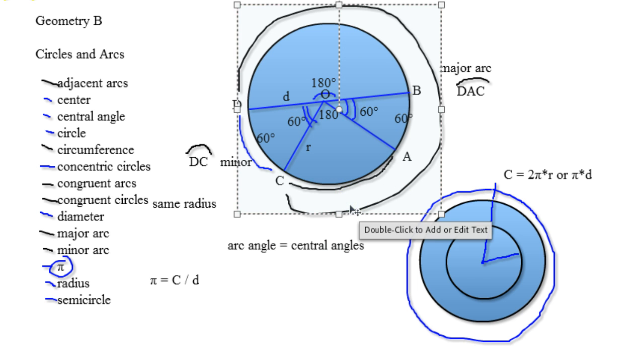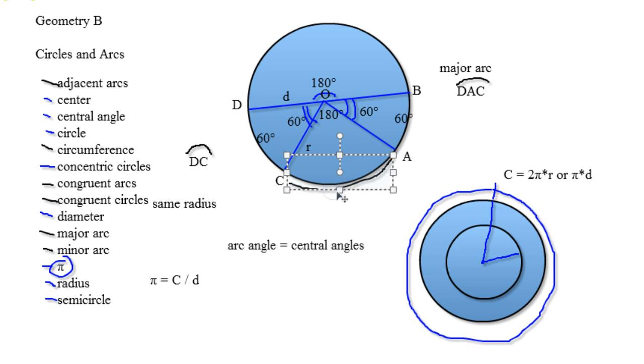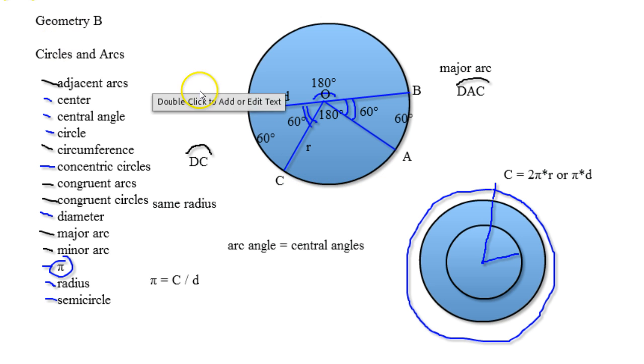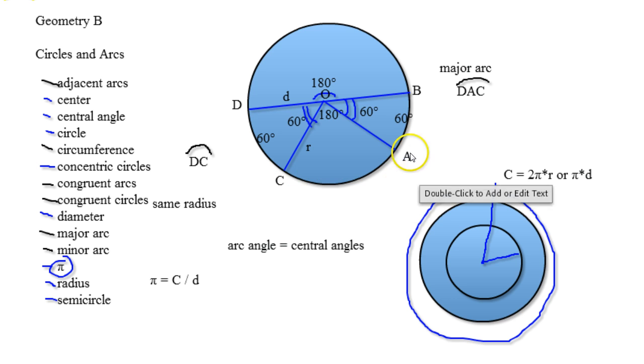So let's go ahead and go back a little bit. Let me get rid of some of these right here. There we go. Okay, so now let's say we do know that this is 60 degrees and this is 60 degrees. Now what I'm going to ask you to do is to find arc AC and arc DB. Well, arc DB is pretty much the easiest.